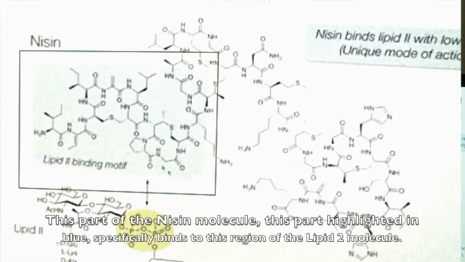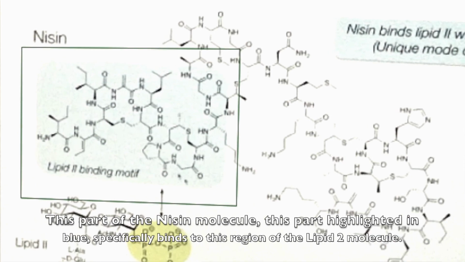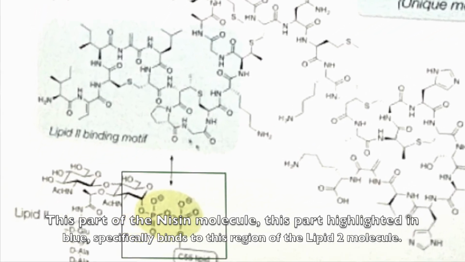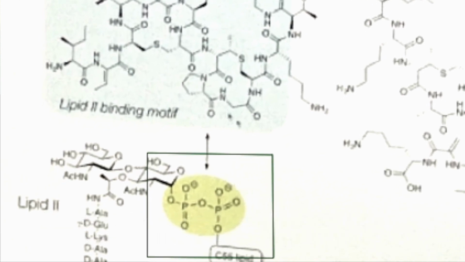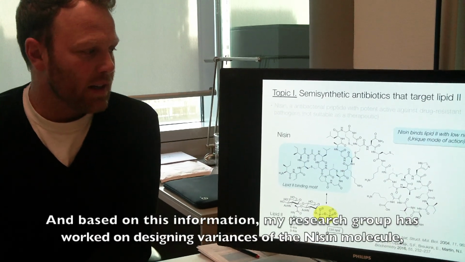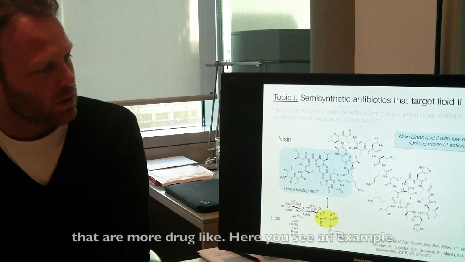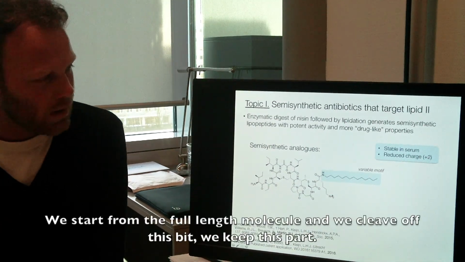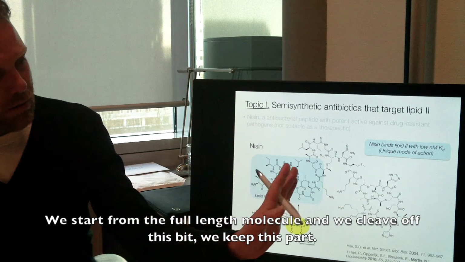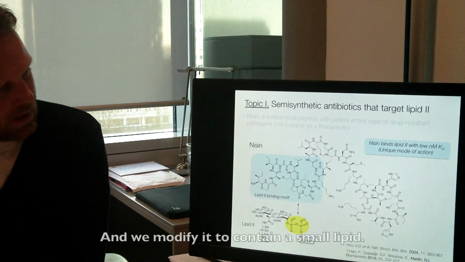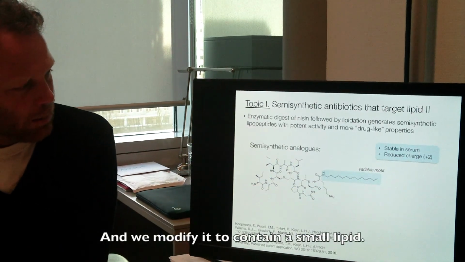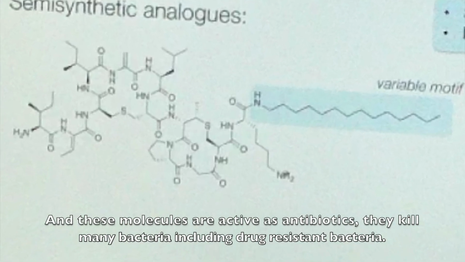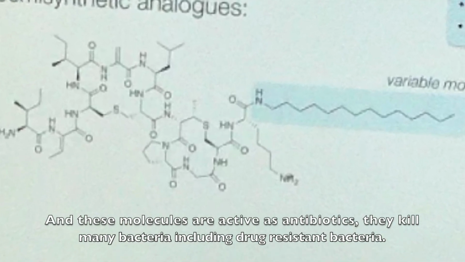This part of the nisin molecule, this part highlighted in blue, specifically binds to this region of the lipid 2 molecule. And based on this information, my research group has worked on designing variants of the nisin molecule that are more drug-like. Here you see an example. We start from the full-length molecule and we cleave off this bit, we keep this part, and we modify it to contain a small lipid. And these molecules are active as antibiotics. They kill many bacteria, including drug-resistant bacteria.